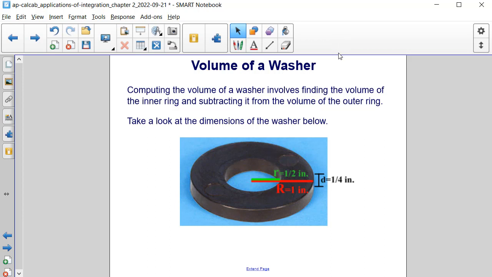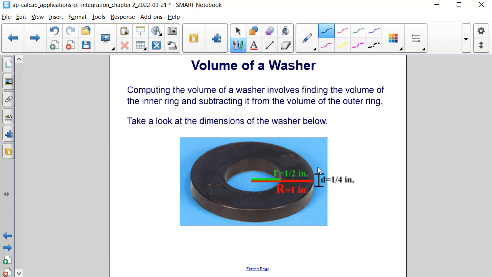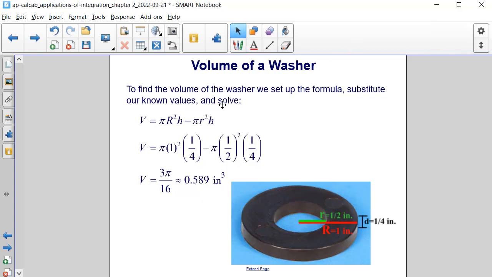Computing the volume of a washer involves finding the volume of the inner ring and subtracting it from the volume of the outer ring. In other words, we're finding the volume of the cylinder that has a radius of capital R, and we are subtracting from this value the volume that has the inner radius of little r. We can take a look at the dimensions of the washer that is shown below. To find the volume of this washer, we set up the formula as explained, substituting in the known values that we have here.